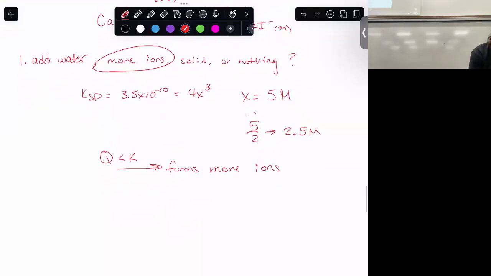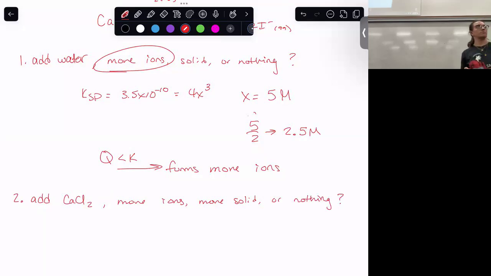Okay, what if we added calcium chloride? Do we have more ions? More solid? Or nothing? And why do you say that? Calcium plus goes up.